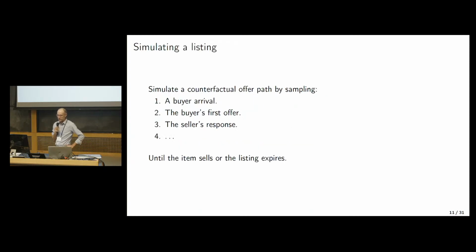So in order to simulate a listing, we do the following. Okay, so we have a neural network that takes in all the fixed features of the listing, its list price, category, everything about the seller, and so on and so forth. And we use that neural net to predict a distribution of arrival times for the first buyer. Okay, and so from that distribution, we can draw an arrival time for the first buyer. We have another neural network that takes in those fixed features and the buyer's arrival time and predicts a distribution over their first offer, and we can draw a first offer from that conditional distribution, and so on and so forth. And in this way, we can simulate a listing until either the item sells or the listing expires.